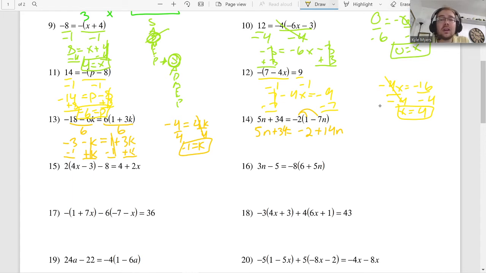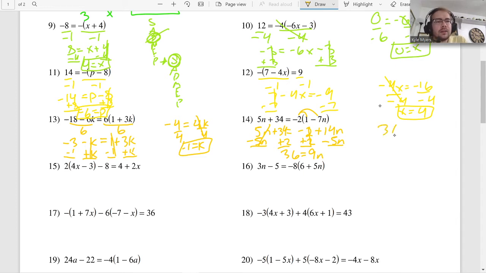You could, right? I could have still subtracted 14n on both sides, but I don't want to. I want to keep my n's positive. Okay, so I did that, so that means I would add 2 here. Add 2, add 2. So that would be 36 equals 9n.